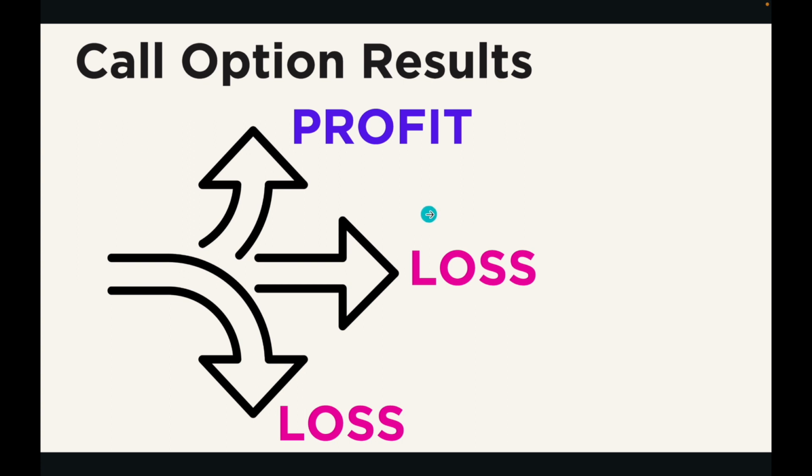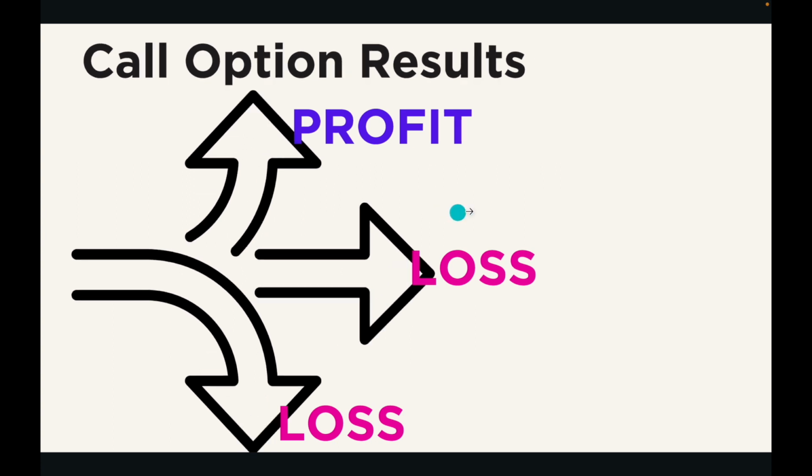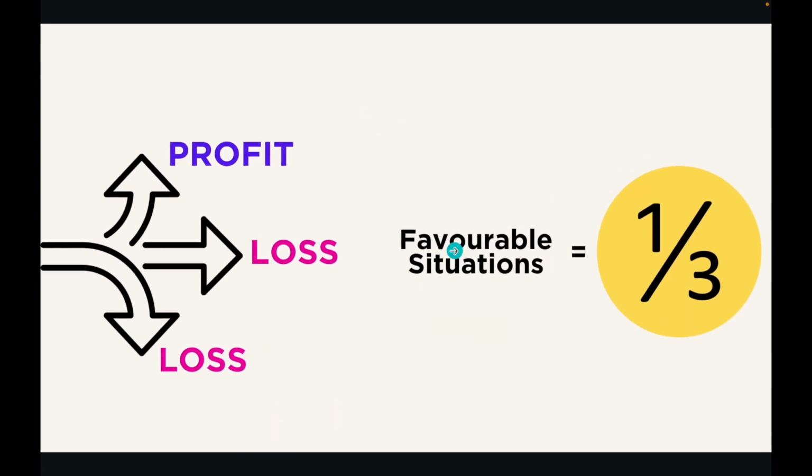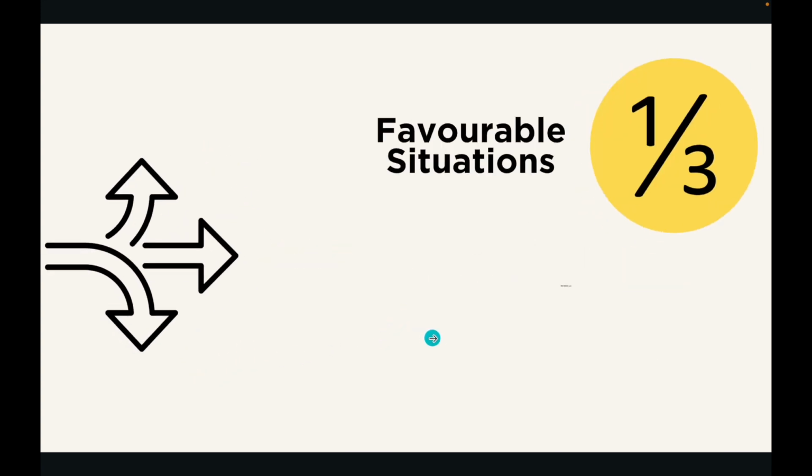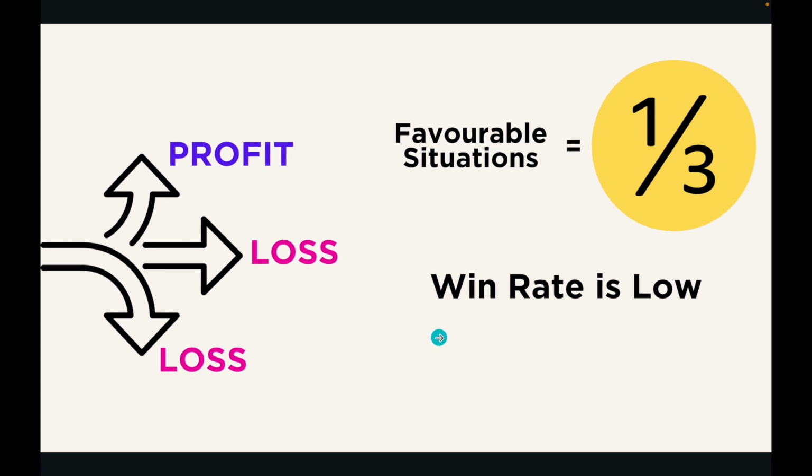And you guys might say, now what's wrong? When we are getting about 200%, and when we are losing only 100%. Yes, you are right. But if you see, of the favorable situations, only one situation out of 3 is favoring us. So by this, what we can say, the one thing which you need to see is that the win rate is low for option buying.